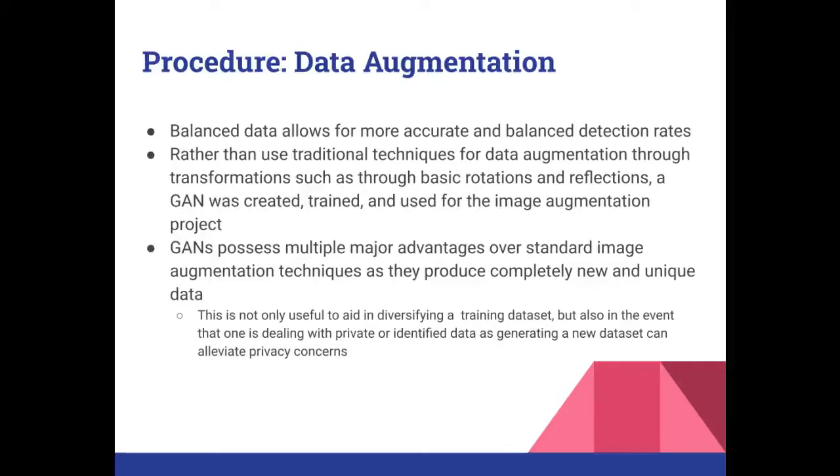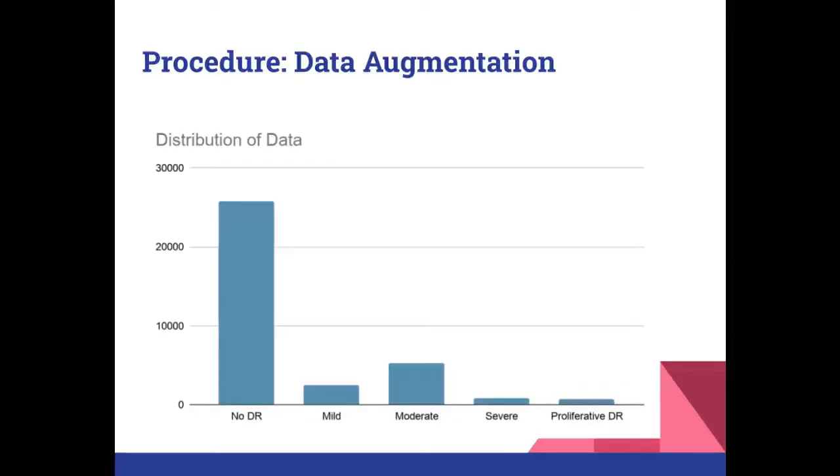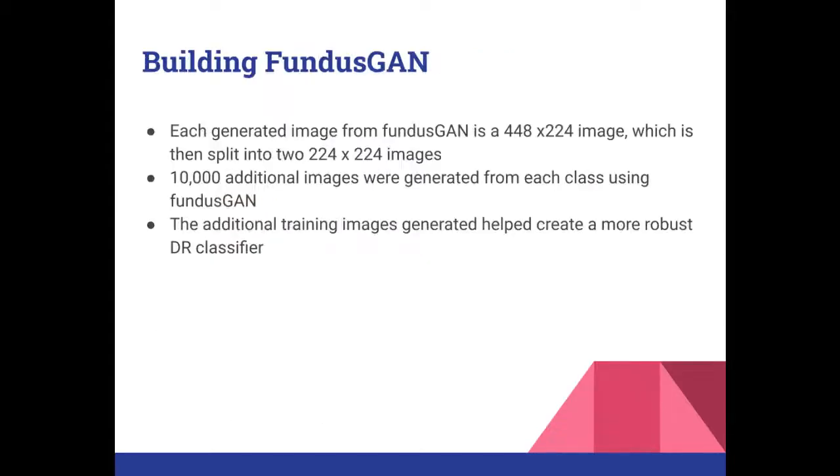As we can see here, the distribution of the data in our training set was rather skewed into the category of no diabetic retinopathy, which is why data augmentation is important, so that we don't have a falsely high accuracy rate. FundusGAN, which was the name of the GAN created to generate these images, output a 448 by 224 image, which was then split into two 224 by 224 images.